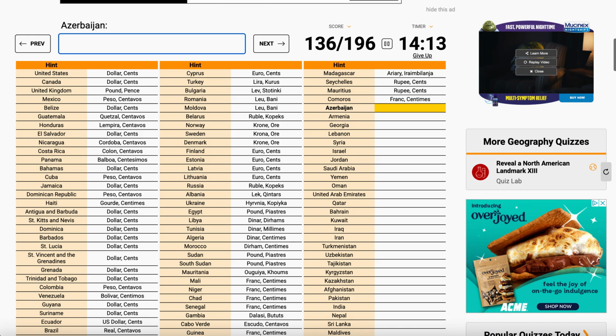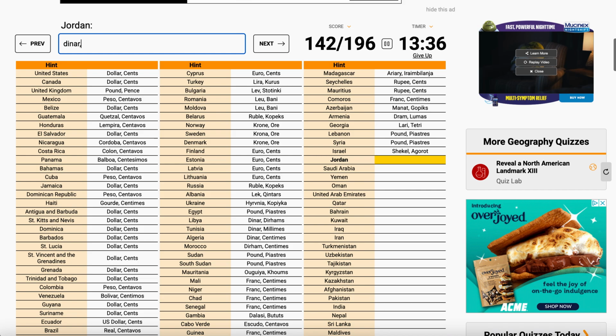Now we're in Asia. Azerbaijan is the manat, and the subdividing unit is the qapik. Armenia is the dram, divided into luma. Georgia uses the lari, divided into tetri. Lebanon and Syria are the same as Egypt, Sudan, and South Sudan. They use the pound, divided into piastres. And then Israel is the shekel, or the new shekel, divided into agorot. Now, a lot of the Middle Eastern countries are divided into fils, as you can see.